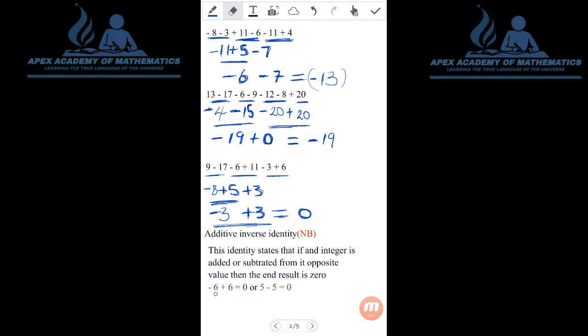All right, good. So with the additive inverse identity, which NB means nota bene, note well, this identity states that if an integer is added or subtracted from or to its opposite value, then the end result is 0. So here we have negative 6, and we're adding it to its opposite value, which is positive 6. Whenever that happens, the result will always be 0. And here we've turned it around, where we have a positive number in front and a negative number at the end, positive with a negative of the same number, that gives us an end result of 0. So look out for this during your calculations, guys.